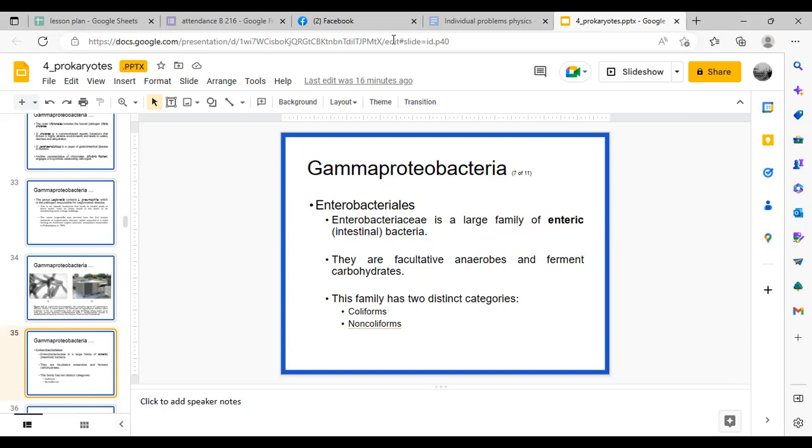Under gamma proteobacteria, you have Enterobacteriales. This is a large family of enteric bacteria, or those that are found in the intestines. They are able to convert carbohydrates into other forms, so they undergo fermentation. They are facultative anaerobes, meaning they can live without the use of oxygen. They have basically two categories: the coliform and the non-coliform family.